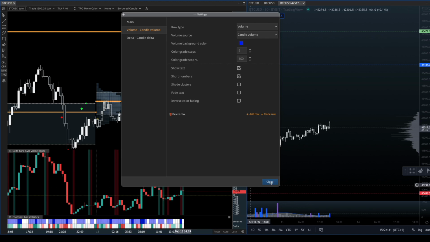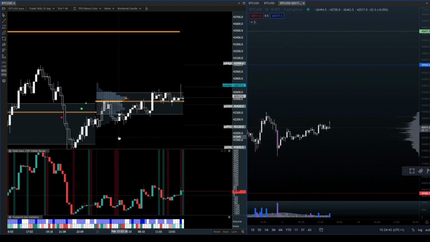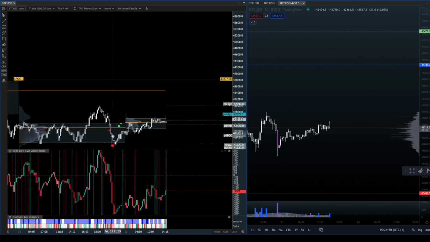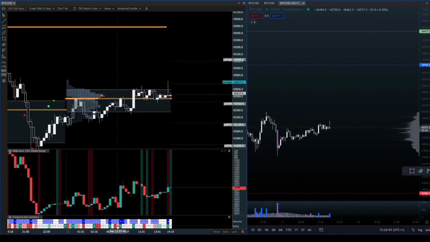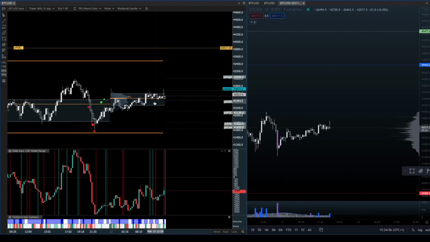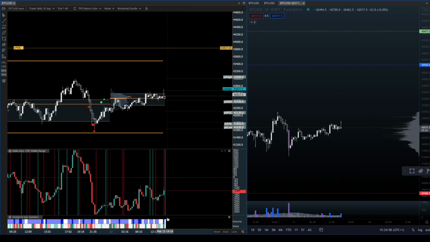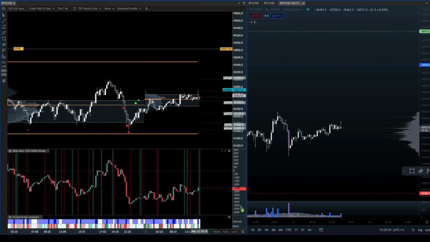I think the 3 is better, because this way you really get the highest volume ones, and you get the point. So this is a substitution for candle coloring in Exocharts. I think this is actually a pretty cool thing to have here.